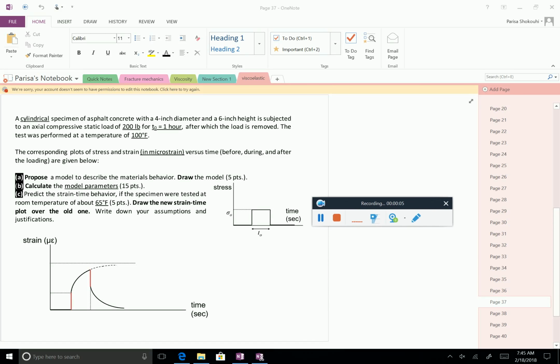As I promised, I'm going to solve for you a few problems which involve viscoelastic models. So this is the first problem. Let's read this together. We have a sample cylindrical specimen of asphalt concrete, which is a highly viscoelastic material.